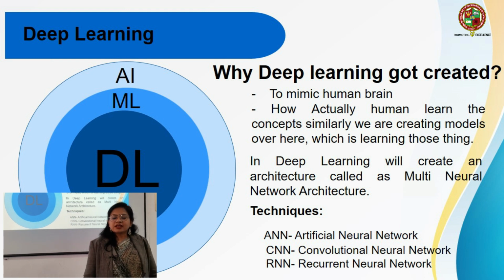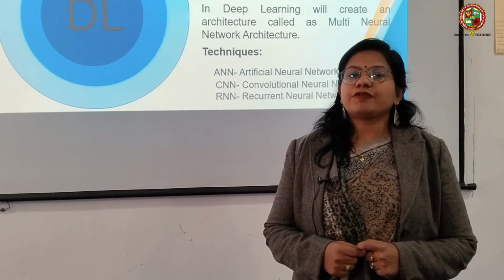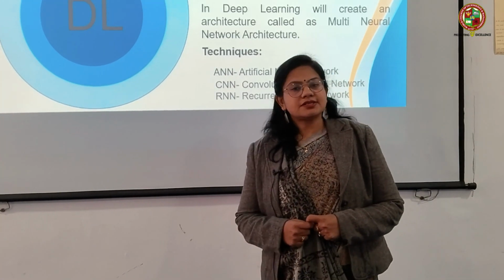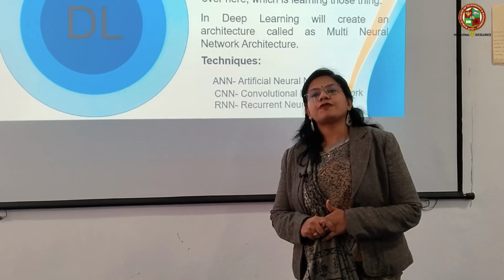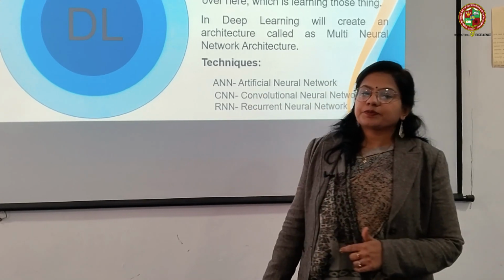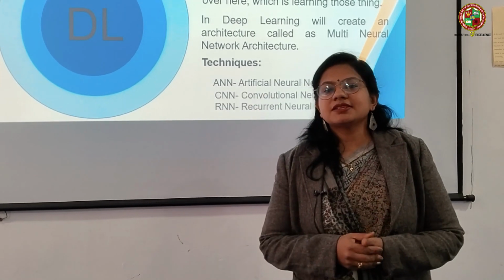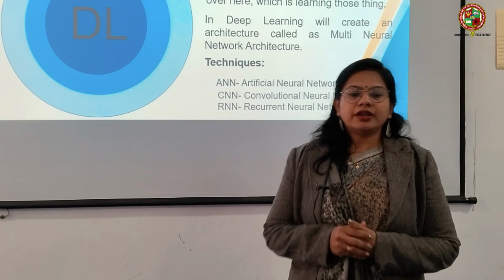Now there are three techniques which we generally use in deep learning: ANN, artificial neural network, CNN, convolutional neural network, RNN, recurrent neural network. Now when we use which type of technique depends on our data set. Suppose in our problem our data set is in the form of images, then we'll use CNN, convolutional neural network. And if our input data is in the form of time series data, then we'll use recurrent neural network.